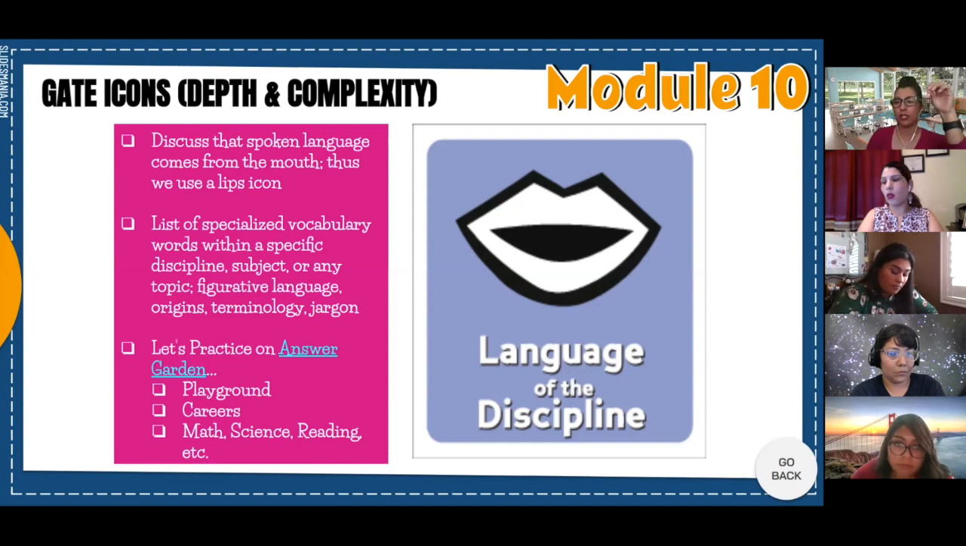So any jargon, specific terminology to whatever topic that you're studying. If you're thinking about math, what math tools, measurements, shapes are more specific to when you're teaching math, than you would be describing something that you'd see anywhere else.